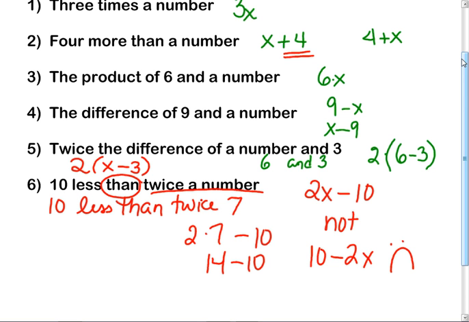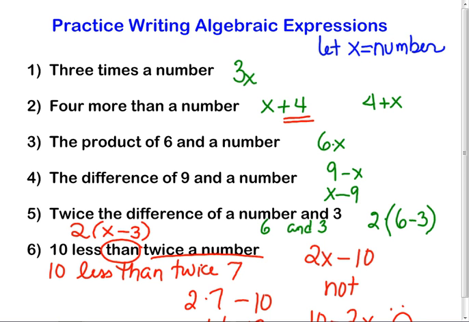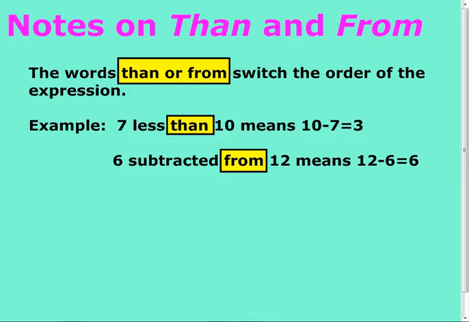Okay, ready? And there's the notes on that. The "than" and "from" switch the order. 7 less than 10 switches that. 6 subtracted from means you start with 12. And if you think through here, I think you'll be okay. 6 subtracted from $12 in my account means I'm going to do 12, take away 6. I think that's in your packet. I tried not to put extra stuff in there.